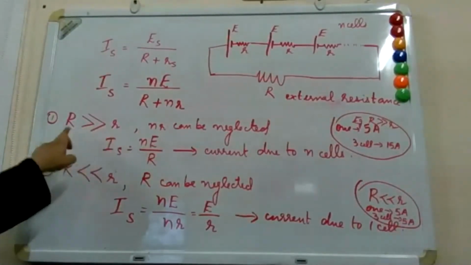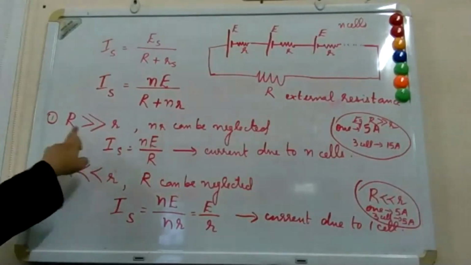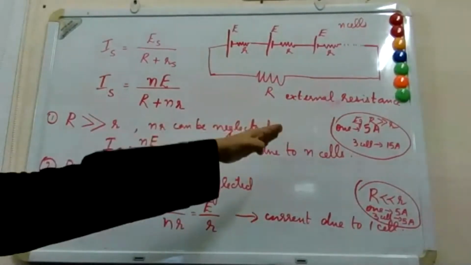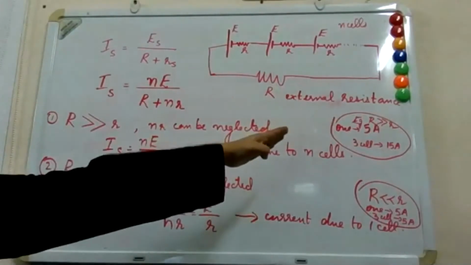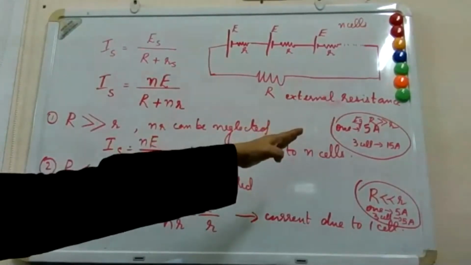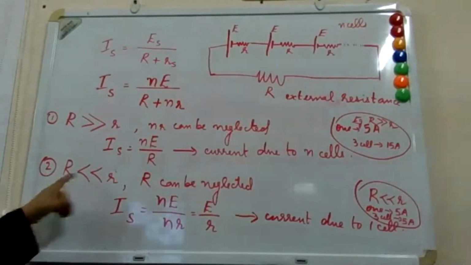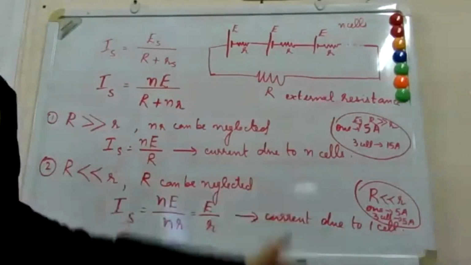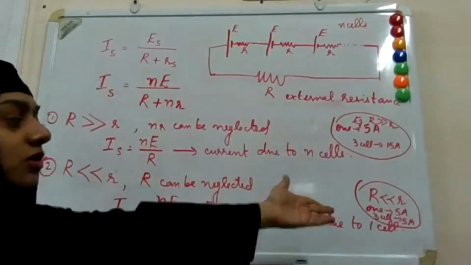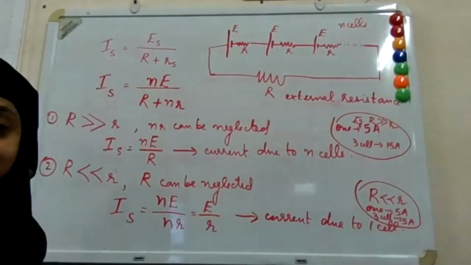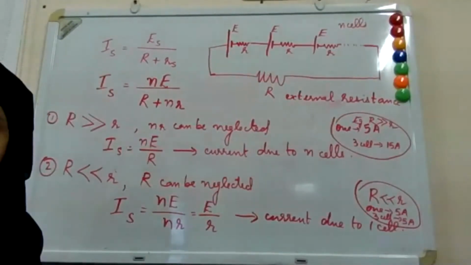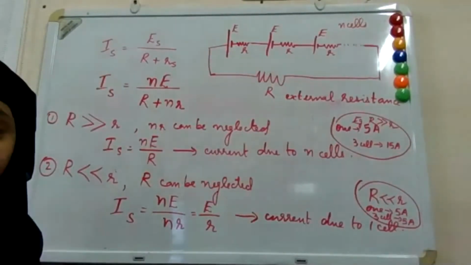Than the internal. When the external resistance is higher than the internal, we can connect more cells, then we will get high current. But if the external resistance is less than the internal, this is a rare case. There is no use of connecting many cells in series. We will get only the current due to one cell. Okay? Is it clear to you?